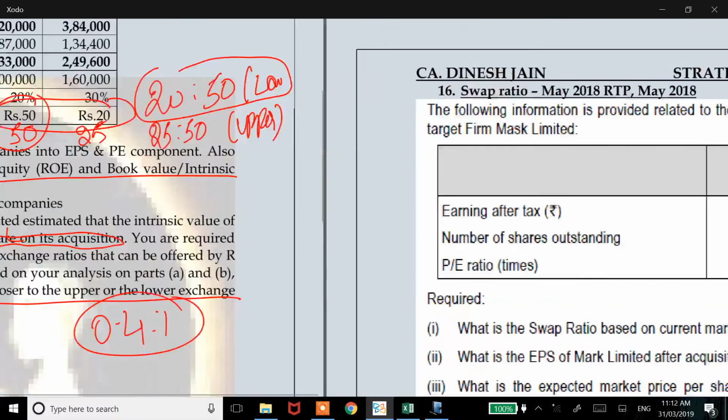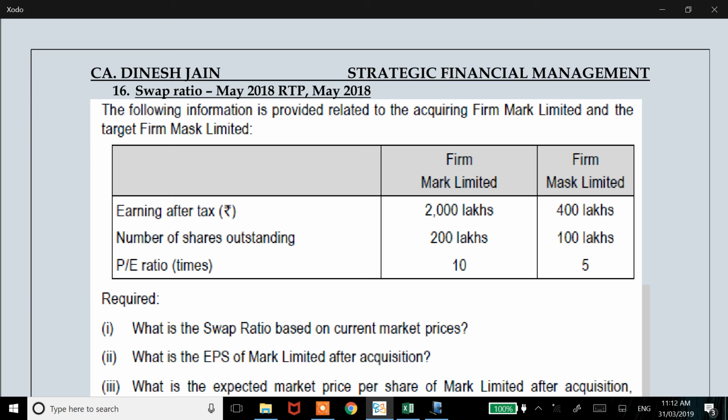The important part is that most of your M&A questions in exams get repeated. Your most probable focus is going to be on getting the EPS, getting the MPS, getting the PE multiple, and then deciding the base values, deciding the swap ratio. So somewhere that format will come into the picture. Or they may ask a weighted average swap ratio.